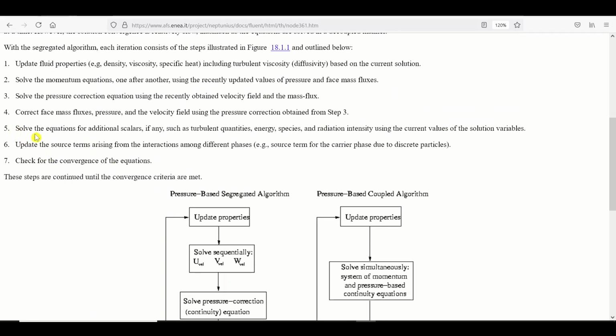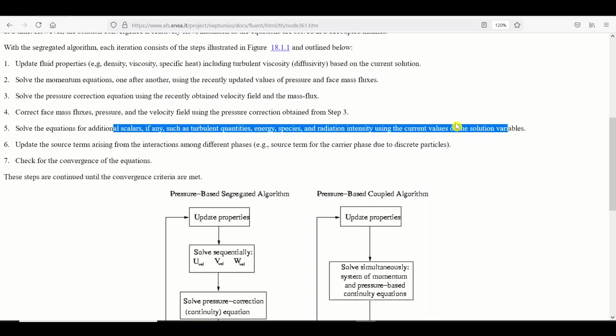Then after that we are solving the equation for additional scalars, for example the turbulent quantities, energy equation, species, radiation, density, etc. So all these things are dependent on the objective. For example, if we have some radiation involved in our model, then we will be utilizing the radiation equations. If we have species, for example if you want to model water vapor or combustion, then the species equation will be required. If you want to see the temperature variations in the domain, then we will be considering the energy equation as well.